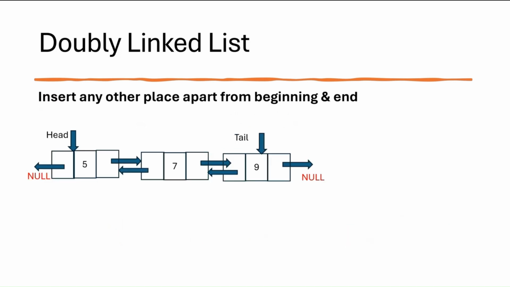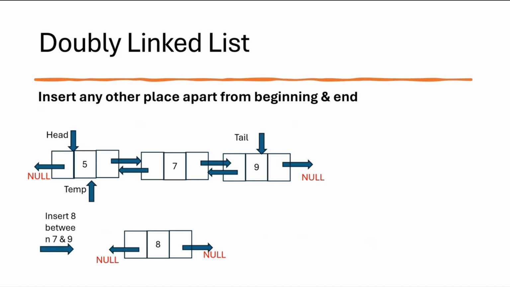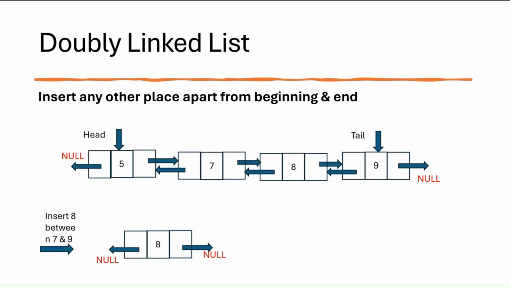Now, if you want to insert at any other place apart from beginning, similar to singly linked list, we have to also maintain a temp pointer here. Like if you want to insert 8 between 7 and 9, we need to travel till the point where we need to add. Now we came to 7. Now we want to add 8 between 7 and 9. So what we'll do, we'll point next of 7 to 8, and previous of 8 to 7, next of 8 to 9, and previous of 9 to 8, right? And it will change our doubly linked list like this, right? So here also, for inserting at any other place, we have to traverse in the doubly linked list, right?